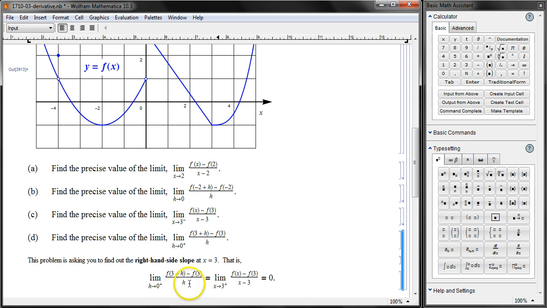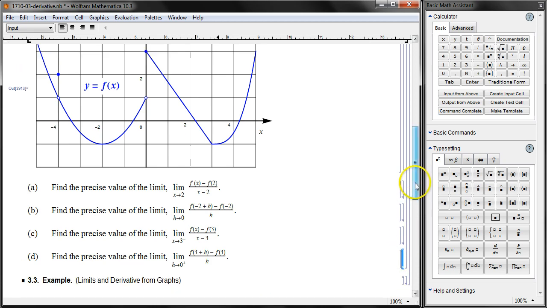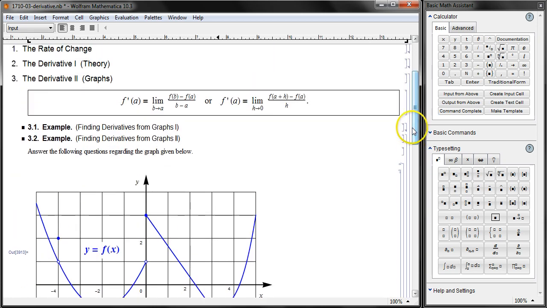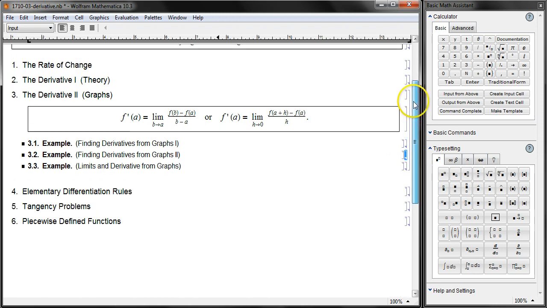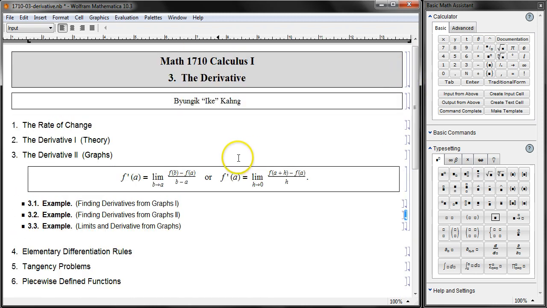The harder part is to recognize what this is: the Newton quotient to the right, or the average rate of change with the right hand side limit. So this is the tangent line to the right hand side, and its slope is 0. The right hand side slope. Okay, so we are using this one or that one based upon the need.